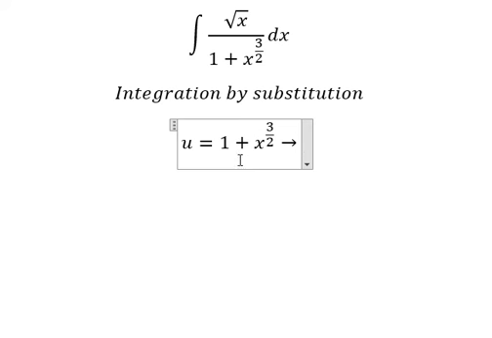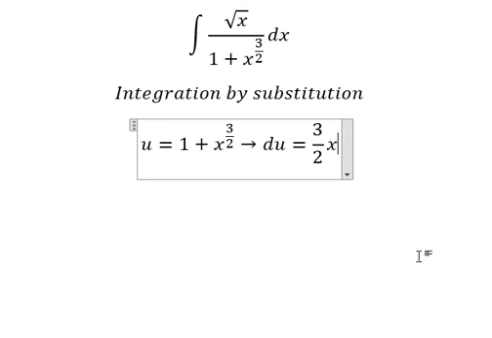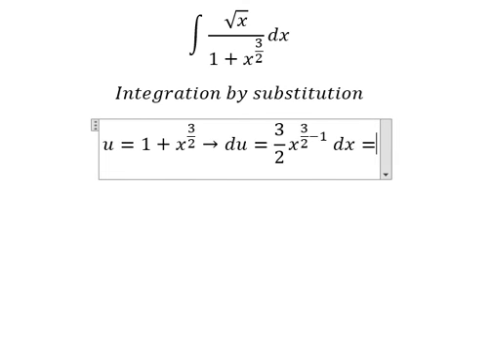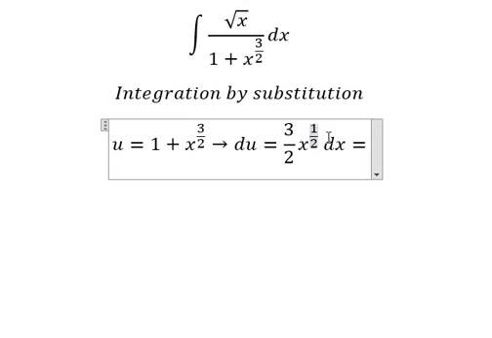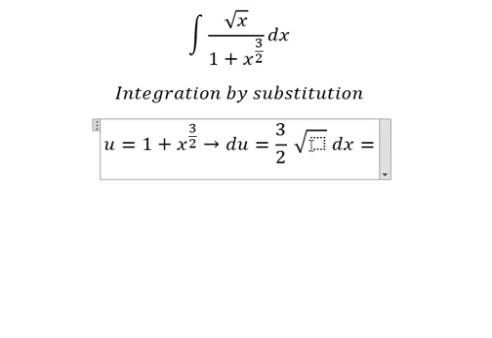Later, we need to take the first derivative for both sides. The first derivative of number 1, you get 0. The first derivative of x to the power of 3 over 2, we have 3 over 2 x to the power of 3 over 2 minus 1 dx. This one we have 1 over 2, and that is about the square root of x.